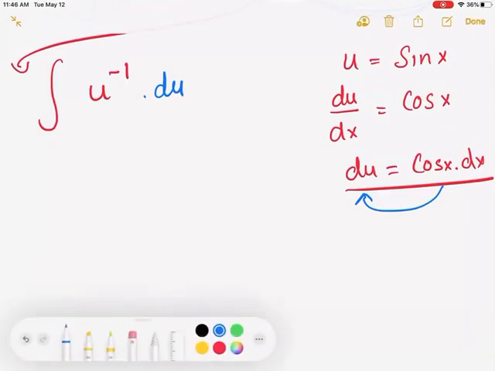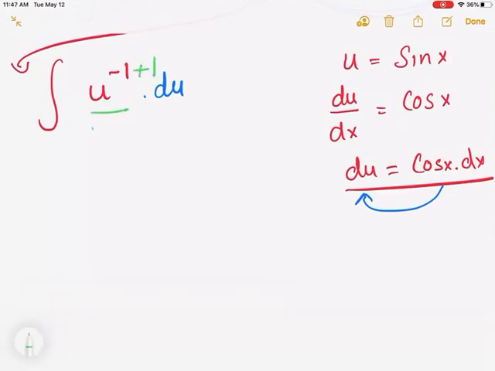Let's see what happens. If I add 1 and divide by that, what would happen here? It's going to be u to 0 over 0, isn't it? That would become undefined if you divide by 0. Now try recalling: whenever something like this happens, this is going to be the integral of an ln function. So basically, this is not needed.